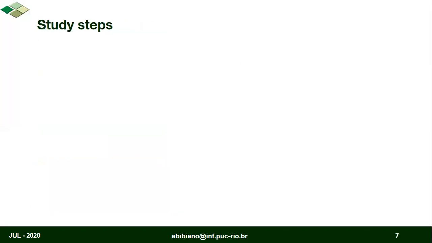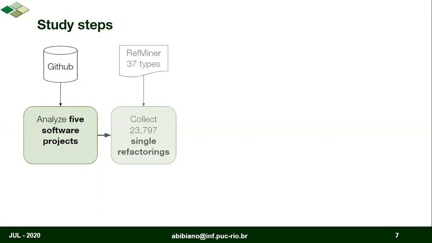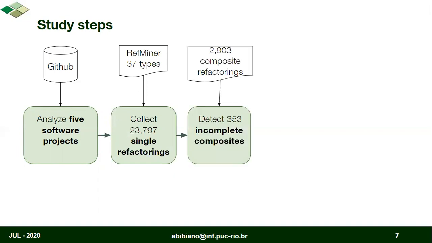We then performed our study steps. First, we analyzed 5 open source projects. These projects have a strong emphasis on refactoring application. Second step, we collected more than 20,000 single refactorings. We used the RefMiner tool with 37 refactoring types. After, we detected 353 incomplete composites among the almost 3,000 composite refactorings detected.